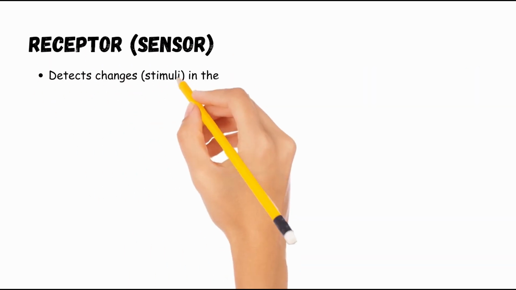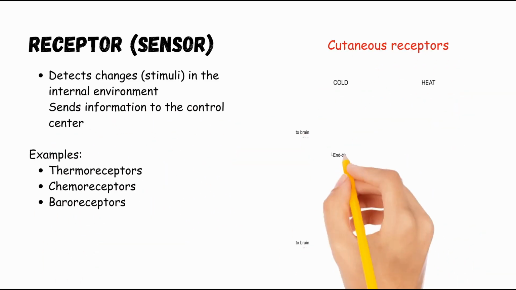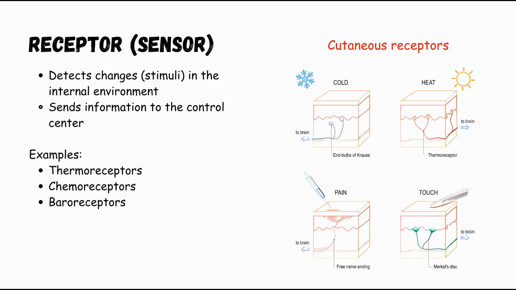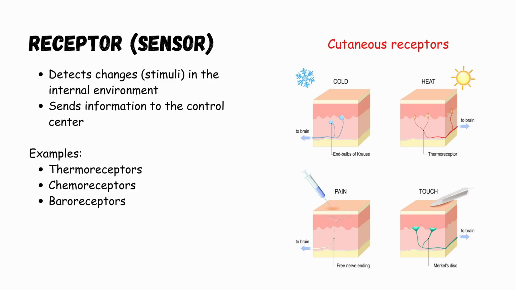The receptor is responsible for detecting changes in the internal or external environment. It senses stimuli such as changes in temperature, pressure, or chemical composition, and sends this information to the control center. Examples include thermoreceptors for temperature, chemoreceptors for blood gases, and baroreceptors for blood pressure.